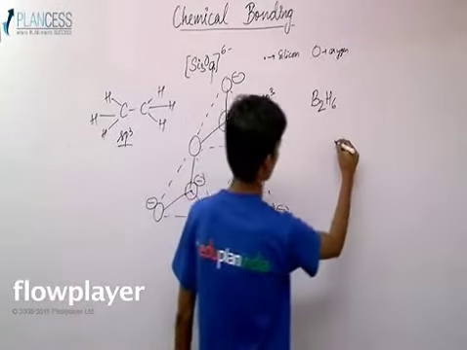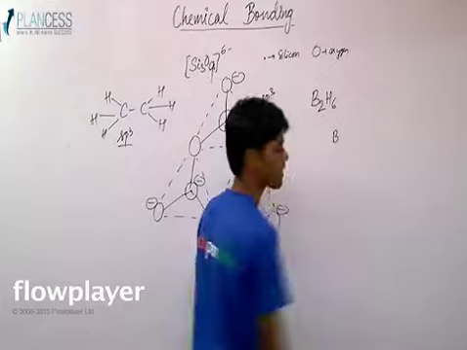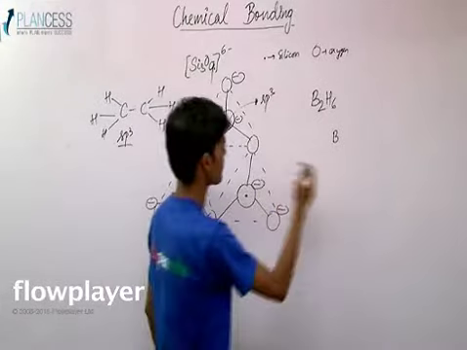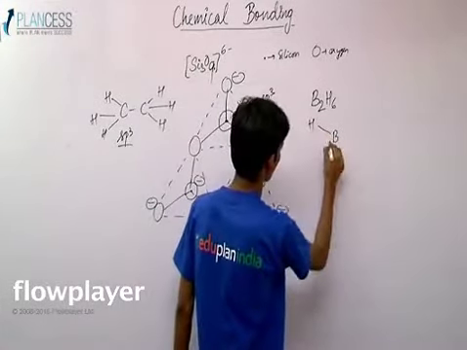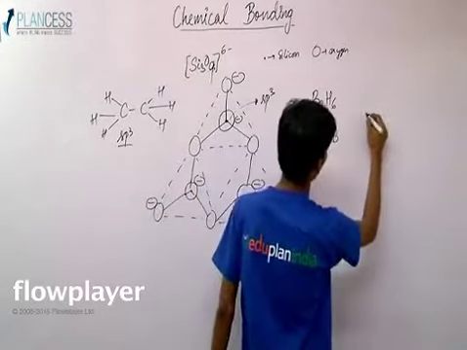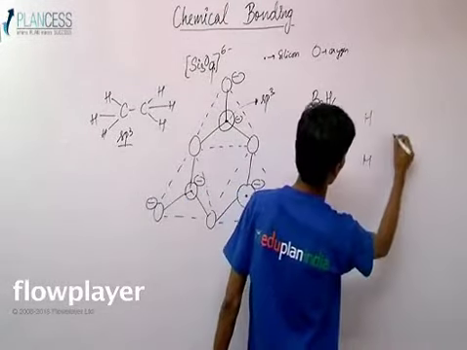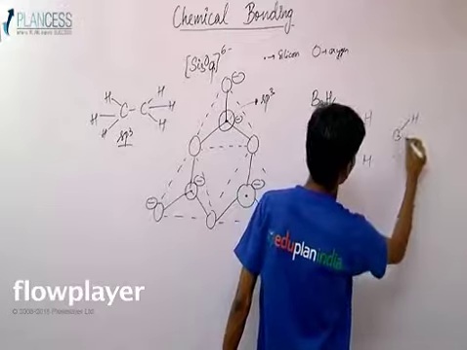Therefore, it would be something like this. This is a peculiar structure, quite different from the rest. Here is a hydrogen, here is a hydrogen, and the 2 hydrogens lying here, and this boron, and this hydrogen, and this hydrogen.